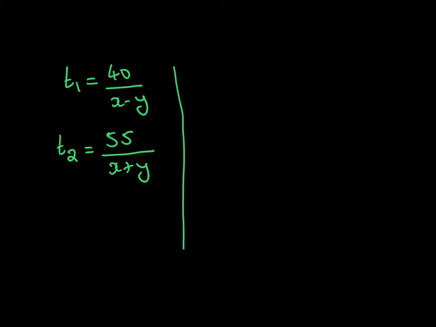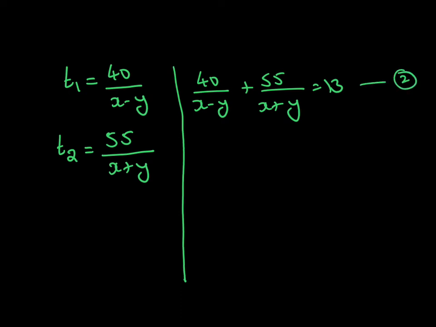So the total time taken to go upstream and downstream in the second part of the problem is 13 hours. So our equation will look like 40 over x minus y plus 55 over x plus y equal to 13. Let's label this equation as 2. So now we have reduced the problem into two equations. From here on, we can reduce them to a form of linear pair and then solve as usual, as we have seen in the earlier problems. Let's see how we go about it.